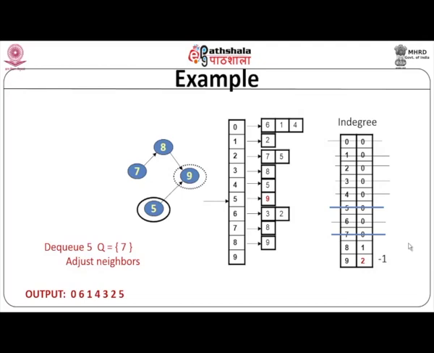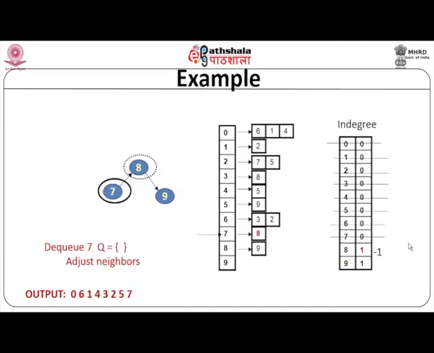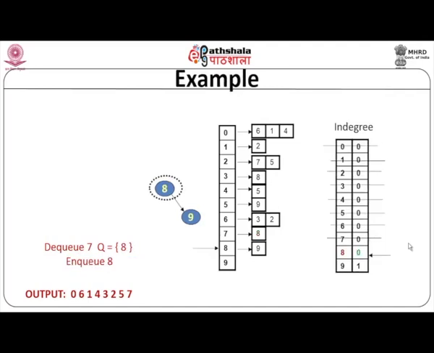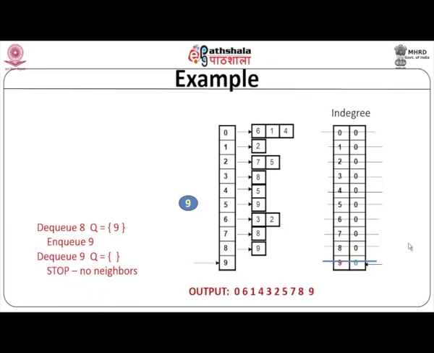Now, you DQ 5, and 5's neighbor is 9. So, 9's in degree is decremented by 1, and 9 becomes 1, but there are no new starts. So, you DQ the next node, which is 7, and adjust the neighbors. Now, 7's neighbor is 8, and 8 becomes 0, so NQ 8. Now you take 8's neighbor, which is 9. So, it becomes 0, and 9 is NQ'd. Now, 9 has no neighbors, so you stop. The order is 0 6 1 4 3 2 5 7 8 9.